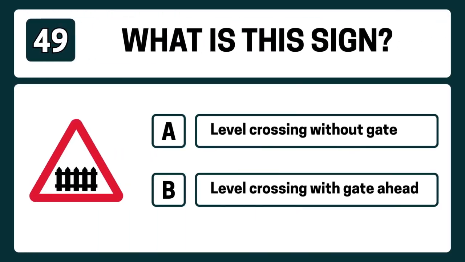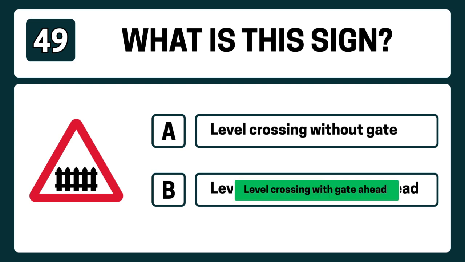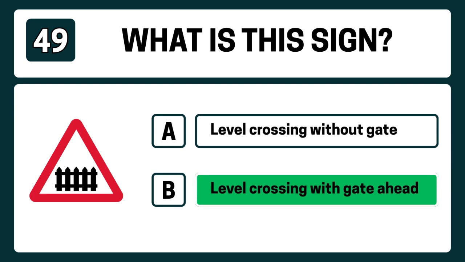What is this sign? Level crossing without gate or level crossing with gate ahead? Excellent. The level crossing with gate ahead sign shows a gated railway crossing ahead.